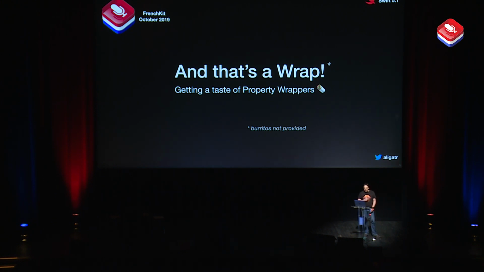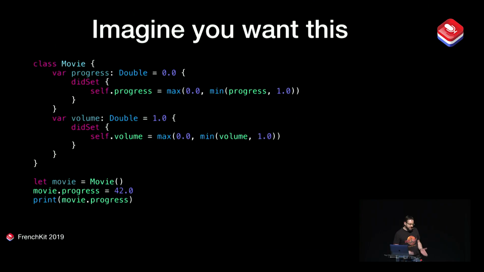So let's start with a basic example of what we might want to do in today's Swift, even in Swift 4 today. There is some kind of model object that you have in your application, in your code, and some of the properties that you have, you might want them to have some kind of specific behavior, like progress, for example. Here, you want every time you set a value for your progress property to ensure that it's actually between 0 and 1.